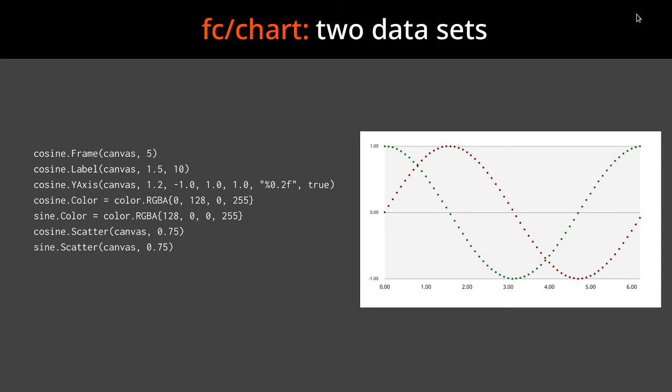Next, I'll specify my colors. Because I already have my sine and cosine data loaded, I can just make one red and make one green. And then I'll drop in the scatter charts for both of those. If you wanted to composite other kinds of data, you can just say, let's say sine.bar, and it will drop the bar chart right there with it.